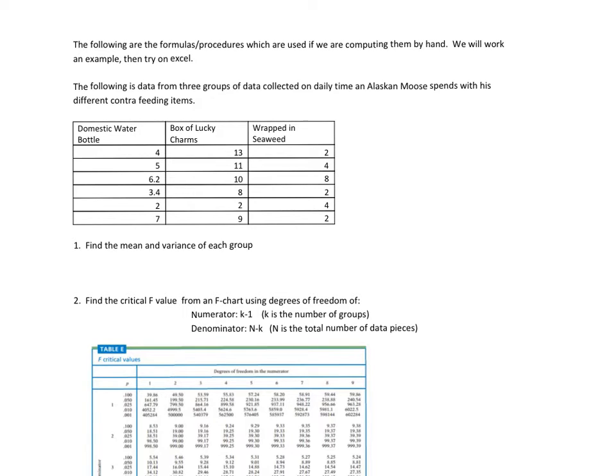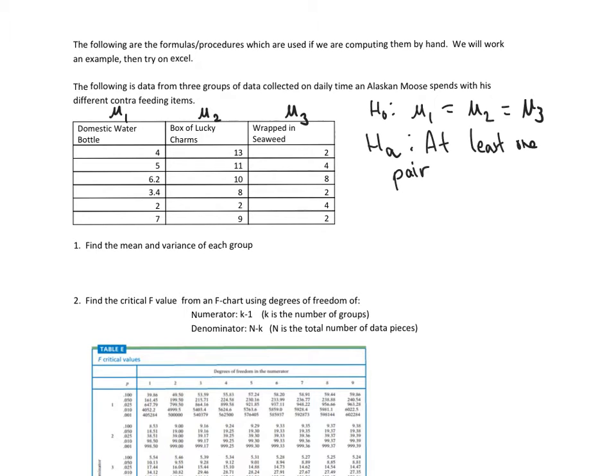If I wanted to do a hypothesis test, what I'd do first is assign each one of them a population mean. So we'll just go mu1, mu2, mu3. So mu1 is going to be the average time he spends with the water bottle at all times in his enclosure, and so on and so forth. So my null hypothesis is going to be mu1 equals mu2 equals mu3. And the alternative hypothesis is going to be at least one pair is different. And our goal eventually will be, if we can prove at least one pair is different, then we can go off and do some other tests to see which one is different.